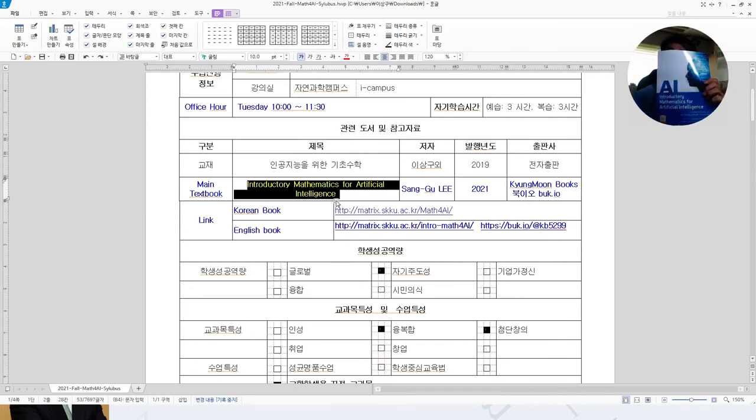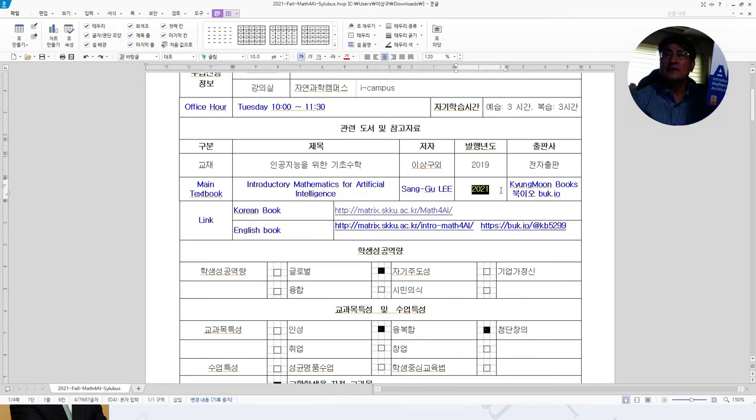The main textbook is going to be Introductory Mathematics for Artificial Intelligence that I introduced to you here, which was recently published this year by Gyeongmun Books, and the digital version of this book was made by BookEO. And here's the link for the textbook. I made all of this content available on this website, so you can read and practice, and also download the digital version of this book from this website.